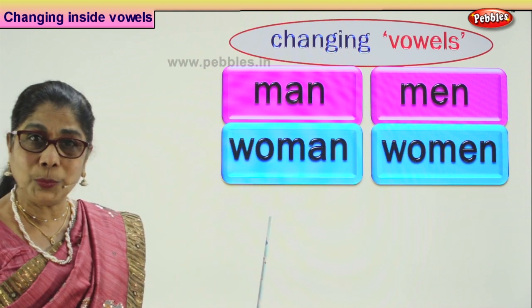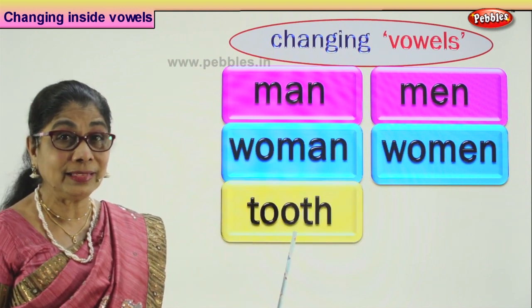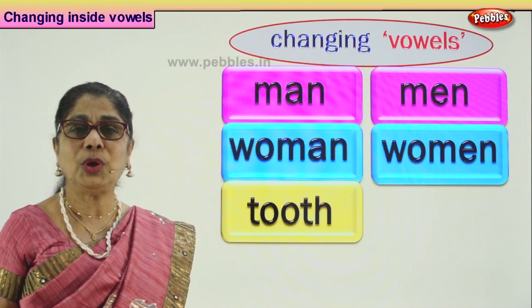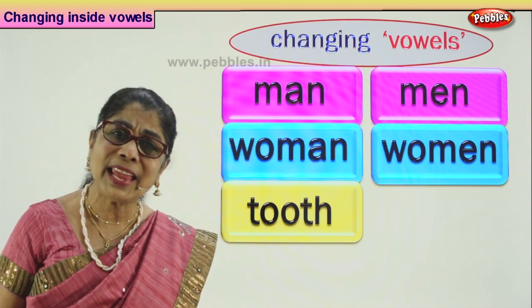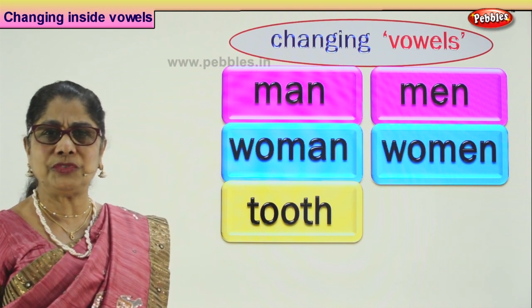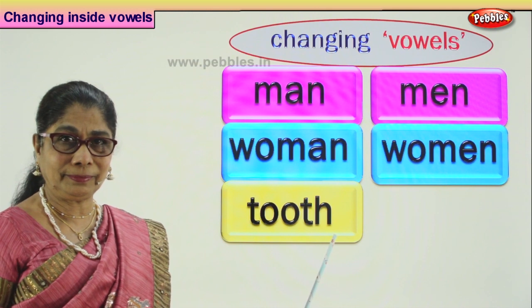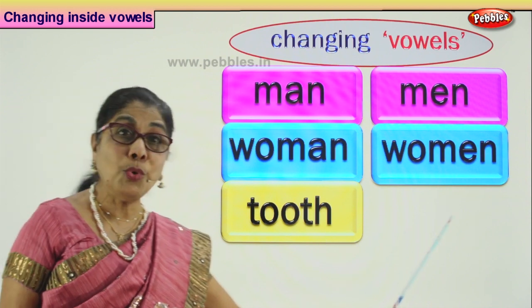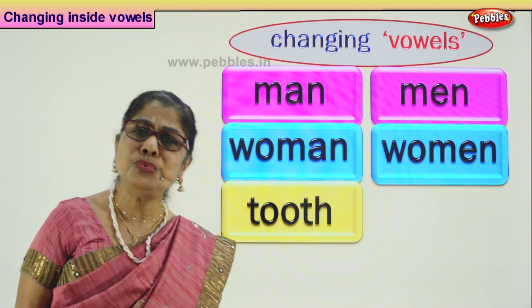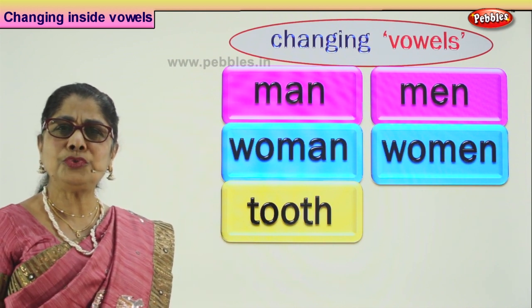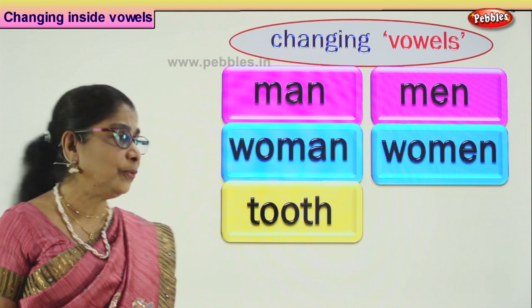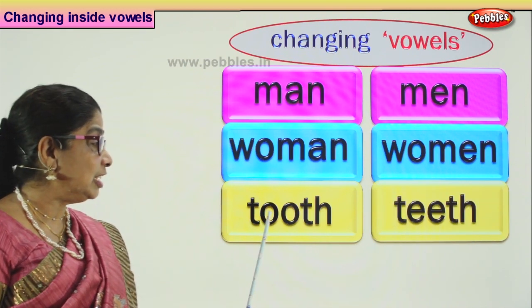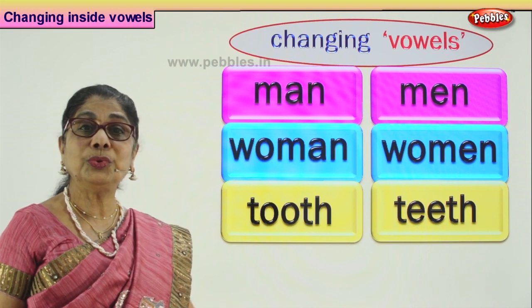Now, let's look at another word. Remember, we are changing the inside vowel. What is this? Tooth. One tooth. What do you tell mama? Mama, my tooth is aching. One tooth is giving trouble. Now, how many? Count up all your teeth inside your mouth. More than one. Mama, I have two teeth aching. Two have cavities. Two are painful. So, one tooth, many teeth. We are changing the inside vowel to E.